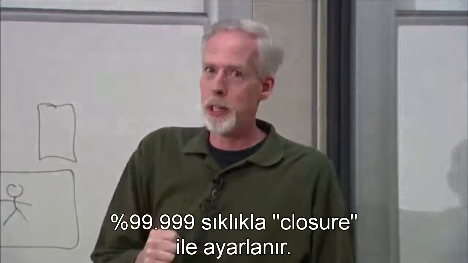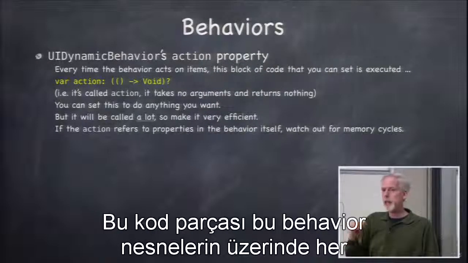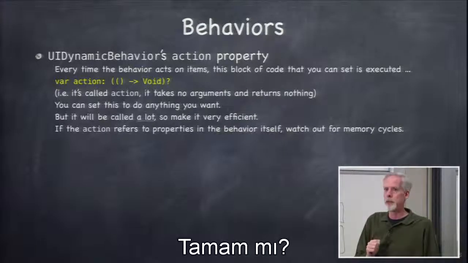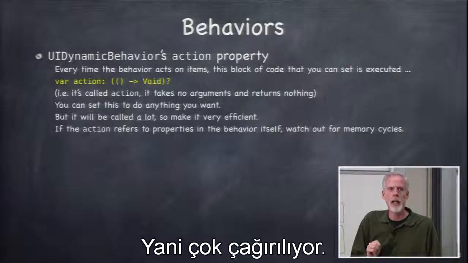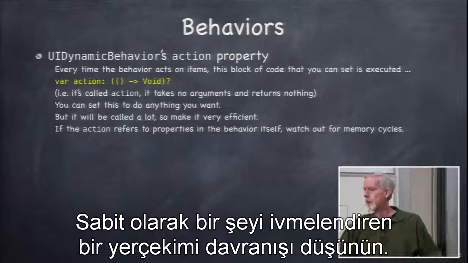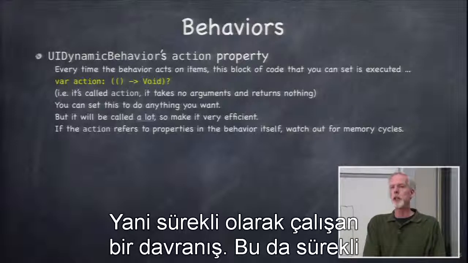99.999% of the time it's set with a closure. And this piece of code will be executed every time this behavior acts upon its items. That means it's called a lot. Imagine a gravity behavior is constantly accelerating something. So it's constantly acting upon it, so it's constantly going to be calling this.